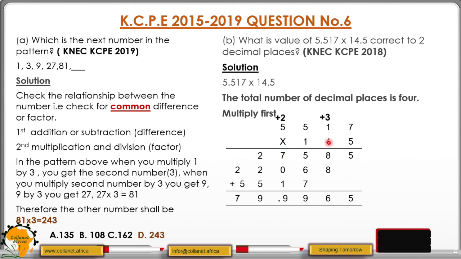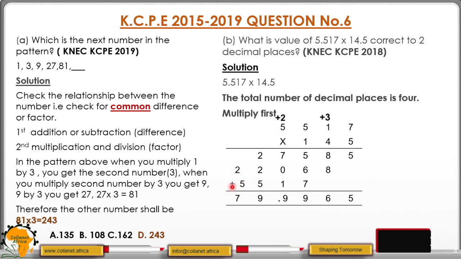Then you move to this one, 4 times 7, you get 28, carry 2, 1 times 4, you get 4, plus 2, you get 6, then 4 times 5, you get 20, you write 0, you carry 2, and then 4 times 5, you get 20, plus 2, you get 22. Then 1 times 7, you get 7, 1 times 1, you get 1, 1 times 5, you get 5, 1 times 5, you get 5.